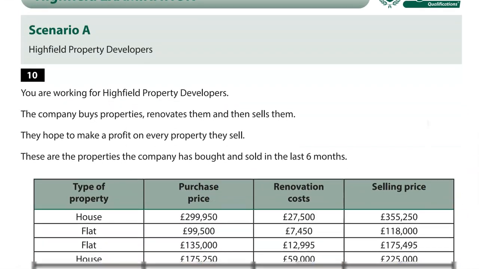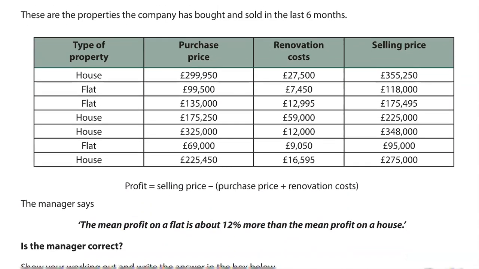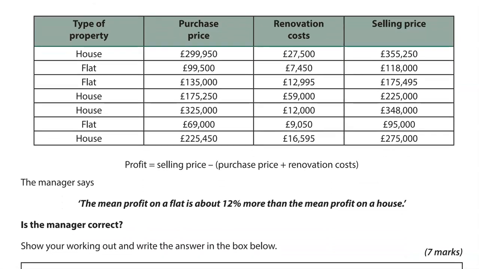Highfield property developers. You are working for Highfield Property Developers. The company buys properties, renovates them and sells them. They hope to make a profit on every property they sell. These are the properties the company has bought and sold in the last 6 months. Profit is equal to selling price, take away purchase price and renovation costs. The manager says the mean profit on a flat is about 12% more than the mean profit on a house. Is the manager correct? Show your working out and write the answer in the box below.